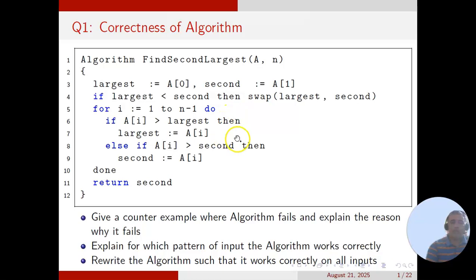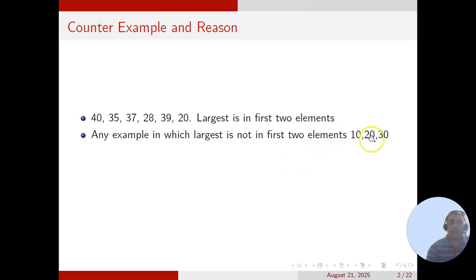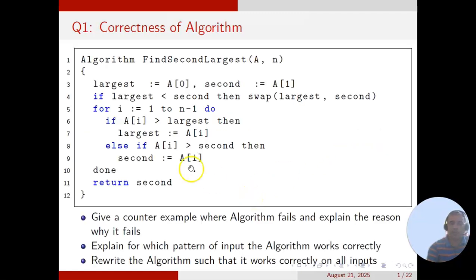Okay, so what is the counter example? If you consider 10, 20, 30, 40, then what happens is, whenever you are updating the largest, that is 40, you are not changing the second largest value, because the second largest should become whatever the previous largest element was.